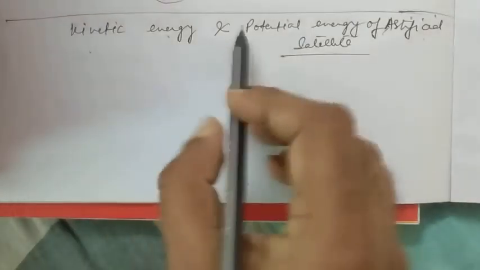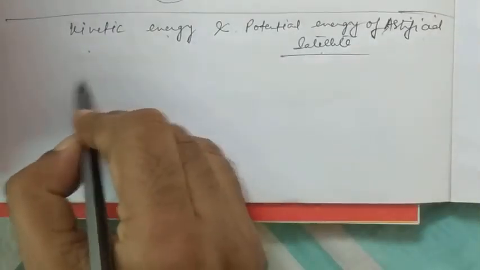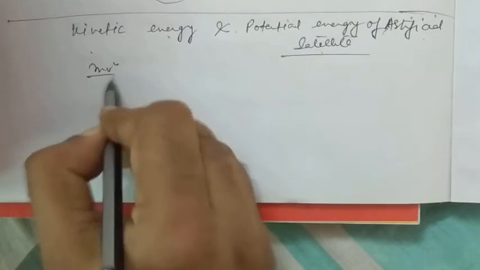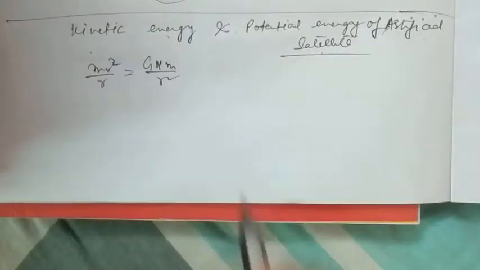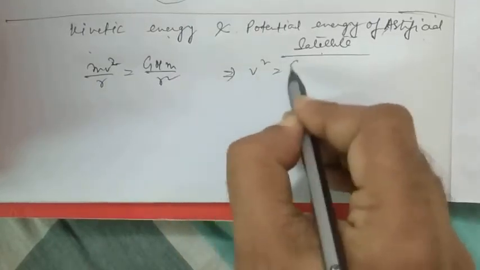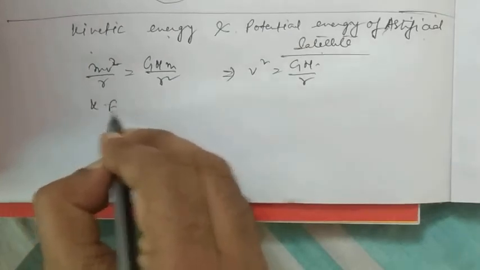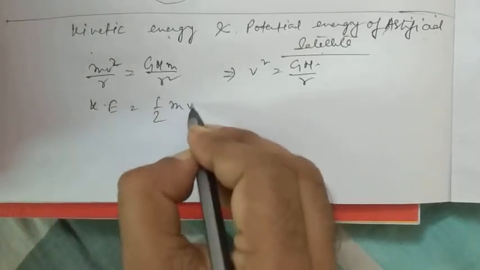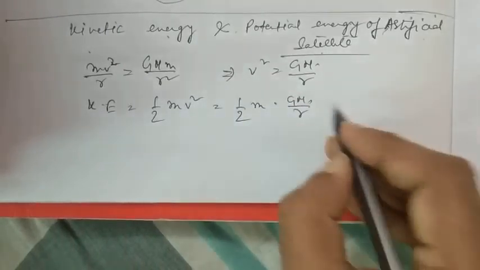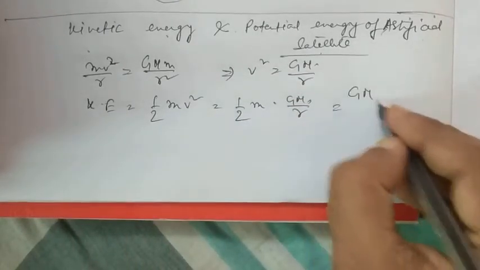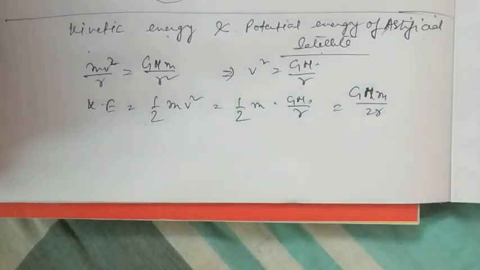Kinetic energy and potential energy of an artificial satellite. I am moving straight into the derivation part. mv square by r is equal to GMm by r square. So v square is equal to GM by r. You can calculate this on your own. So for kinetic energy, we multiply half m on both sides. So it becomes GMm by 2r.